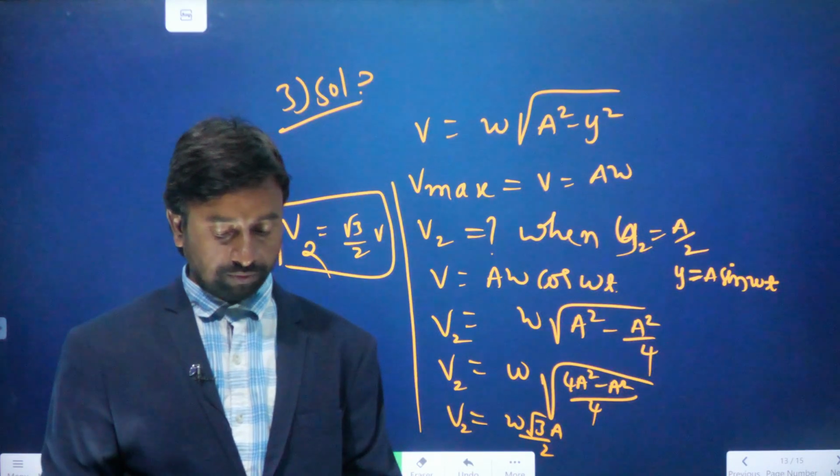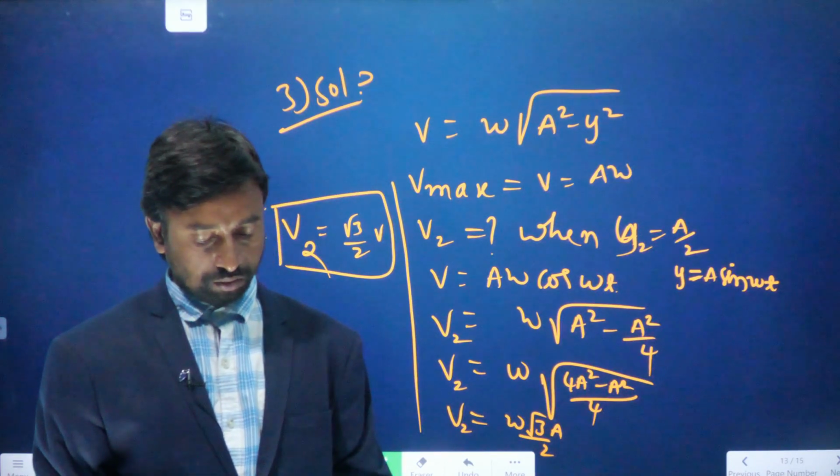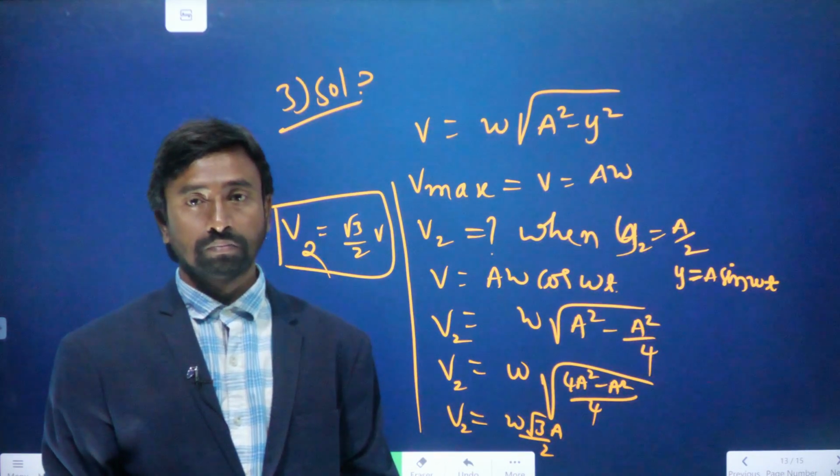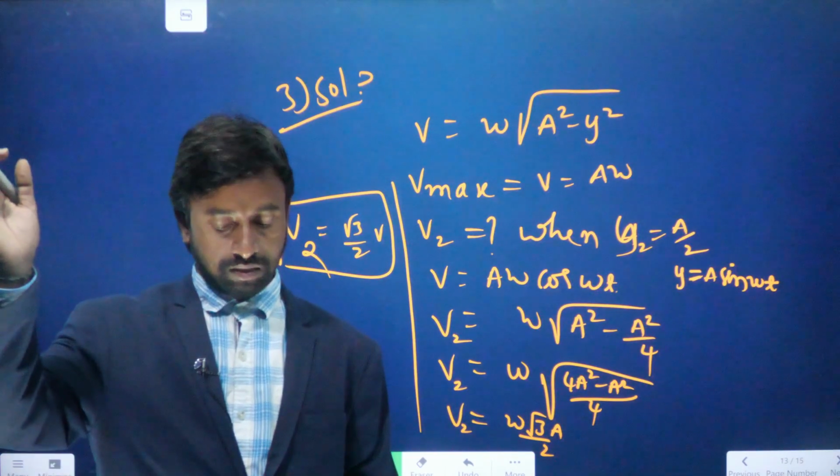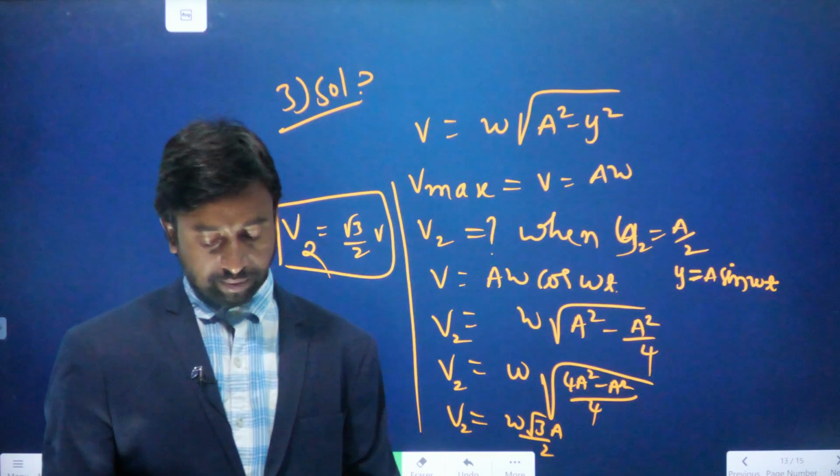The velocity of a particle performing simple harmonic motion when it passes through its mean position is 0. Sorry, maximum. It is maximum there. So at the extreme position, velocity will be 0. At the mean position, it has a maximum velocity.